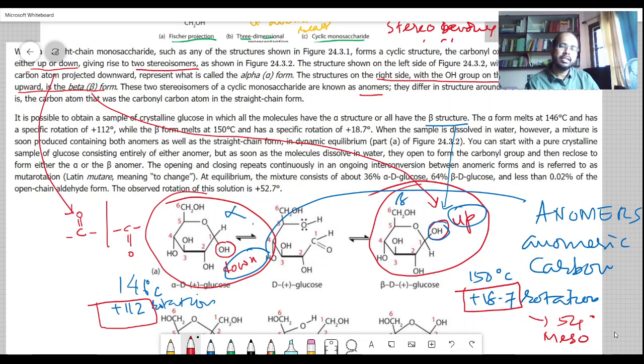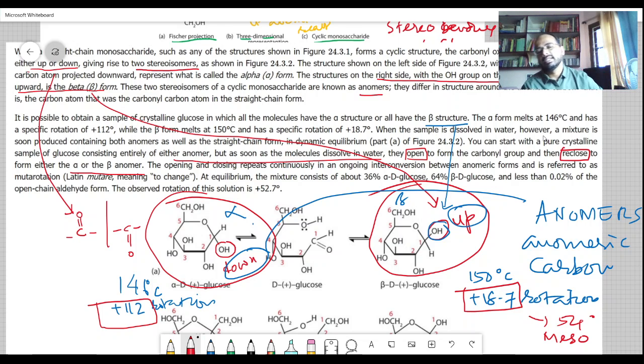and you will get a meso form. I think I have already told you, one right rotatory form cancels the left rotatory form of glucose. However, a mixture soon produces an isomer with a straight chain in dynamic equilibrium, and you can start with a pure crystalline sample of glucose consisting of a single isomer. But as soon as the molecules dissolve in water, they open to form the carbonyl group and reclose to form either alpha or beta. They open to form a carbonyl group, and then again reclose, open and reclose. So these things are very common from the chemistry point of view.